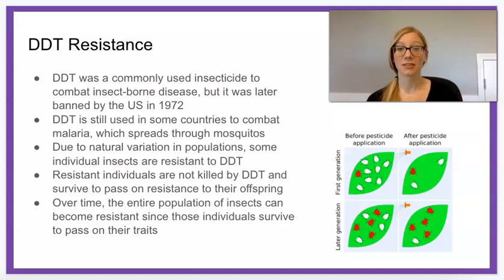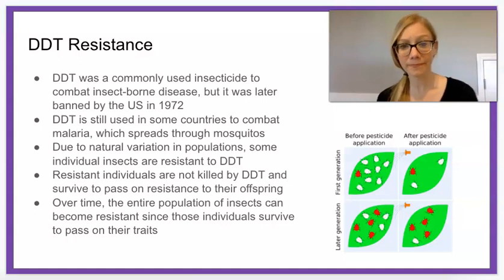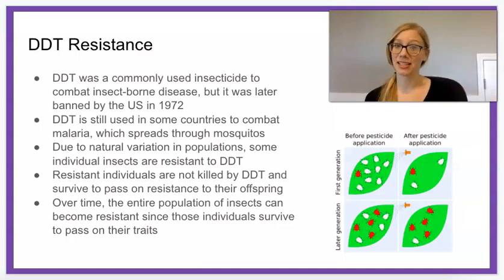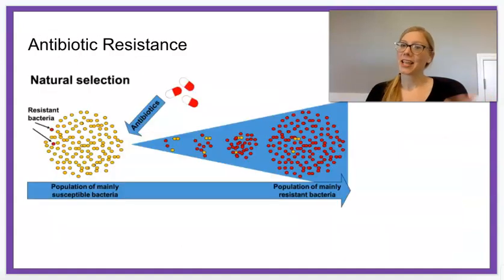So DDT can kill the mosquitoes, right? But due to natural variation in the population, some individual insects would become resistant to DDT. Those individuals that were resistant would not be killed by the DDT, and then they would survive and reproduce. So what was the problem when you're trying to get rid of those organisms? All of a sudden you have a population that is resistant to the insecticide you're trying to use on it. This doesn't just happen with DDT, it can happen with all insecticides, herbicides, and antibiotics.